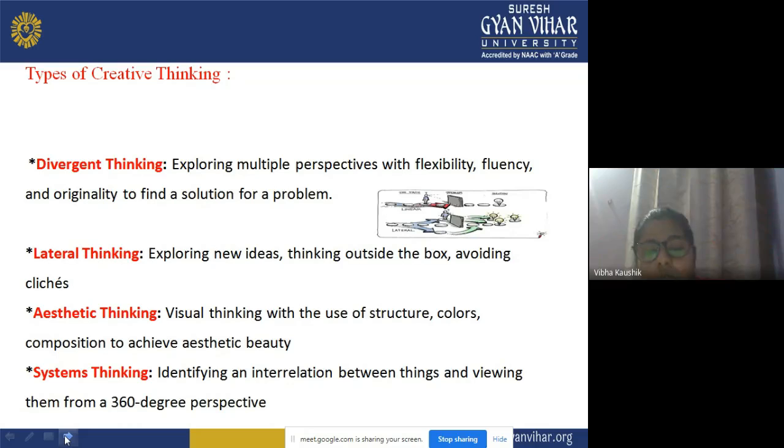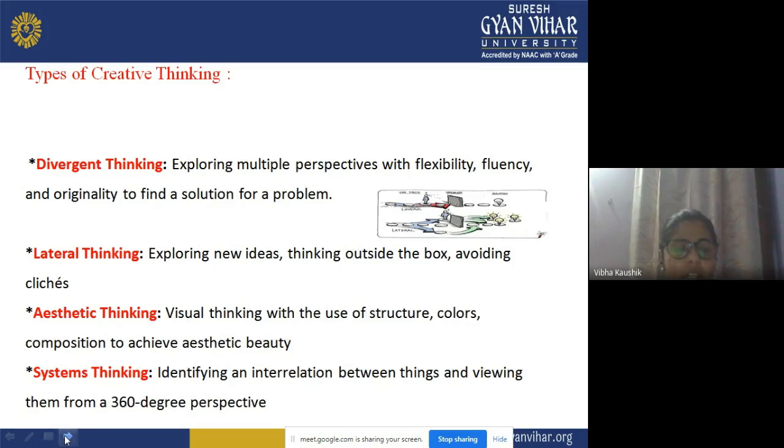Means you are exploring new ideas that have not been used previously, and you are using something new, innovative ideas to get the solution of the problem. Exploring new ideas, thinking outside the box, means you are not thinking in a convergent manner, you are thinking in a divergent manner. Avoiding cliches. Aesthetic thinking, when you appreciate the beauty.